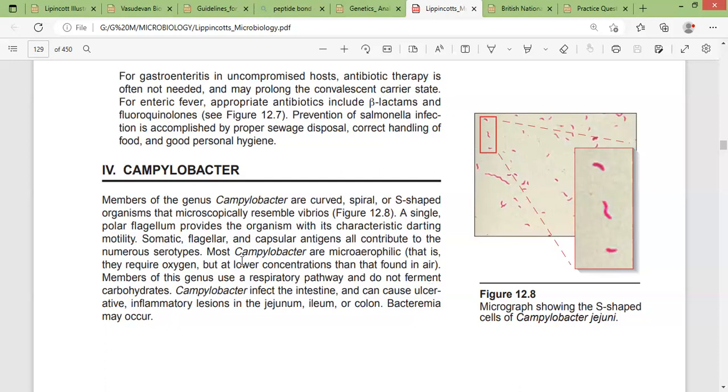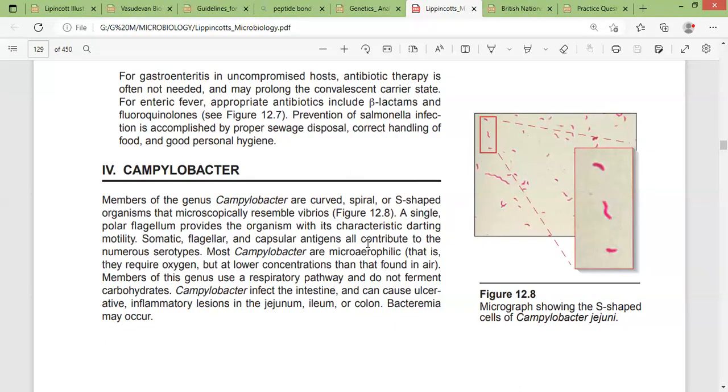They have a flagella. So when you hear flagella, of course, you say, this thing is motile, motility is there. And another thing that makes them unique from the E. coli and the Salmonella that we've learned is that they are microaerophilic. That means they require oxygen, but just at a lower concentration than that found in air. In short, you can think of them as microaerobes. They need just a little bit of oxygen. Remember, for Salmonella and E. coli, we've seen they're facultative anaerobes. They can do with or without oxygen. They ferment glucose.